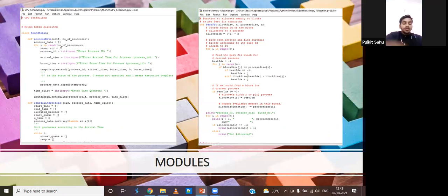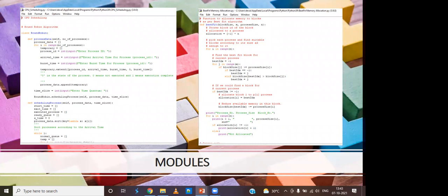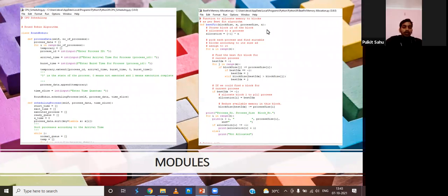So here are the modules of our project. The first module you can see here is the round robin algorithm. It takes arrival time, burst time, and the time quantum, and in result it gives the turnaround time and waiting time. Next is the best fit algorithm. The best fit algorithm is used in allocation because it gives the result of least internal fragmentation. It gives the result as process number, process size, and block number.